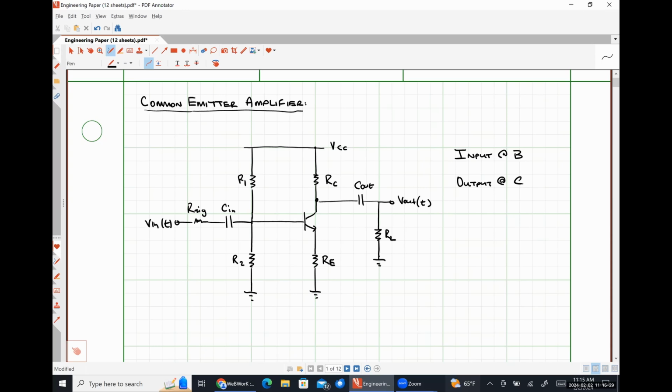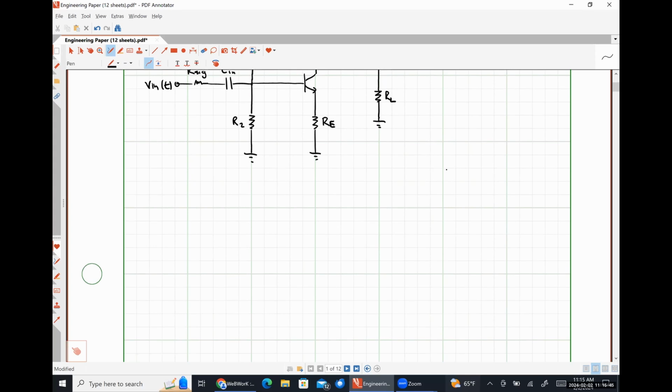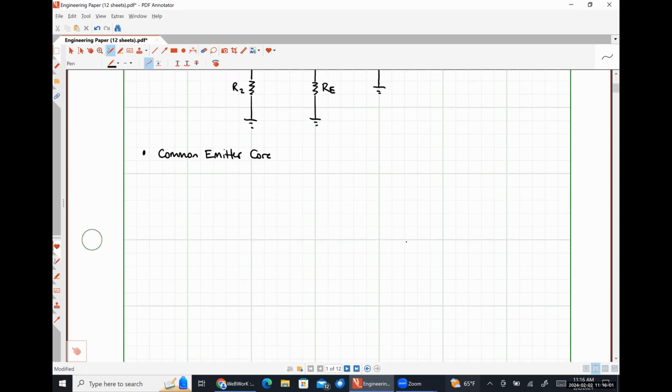As it stands right now, we could actually suffer through this, but it would be really, really tedious. So what I'm going to do is break it down into a much smaller circuit that we're going to start with. Okay. So the first thing that I want to look at is what I'm going to call the common emitter core. And that will look like either of the following two circuits.